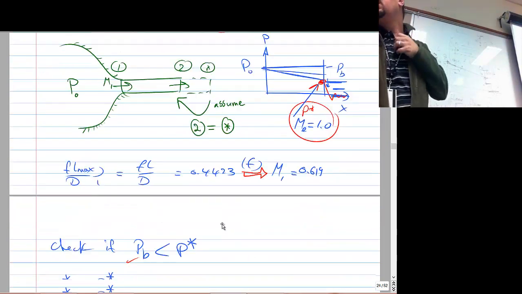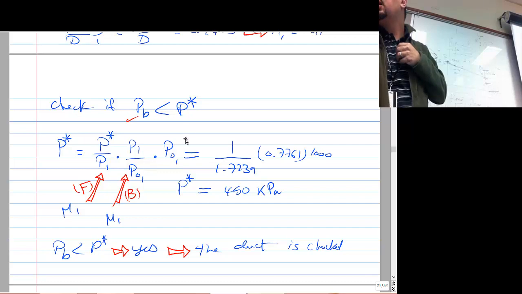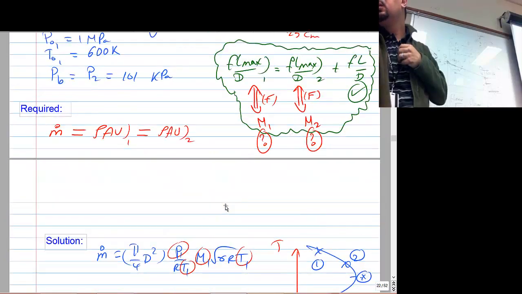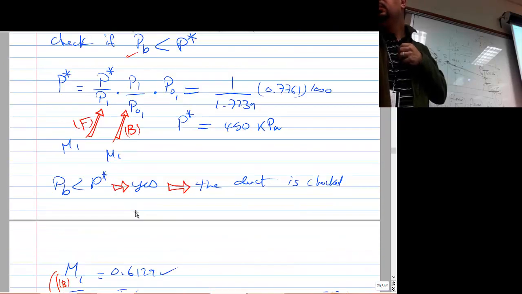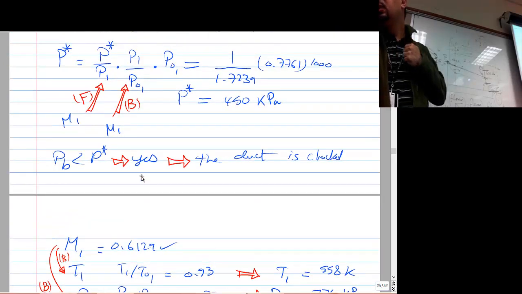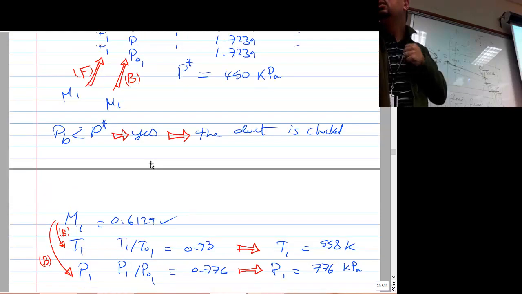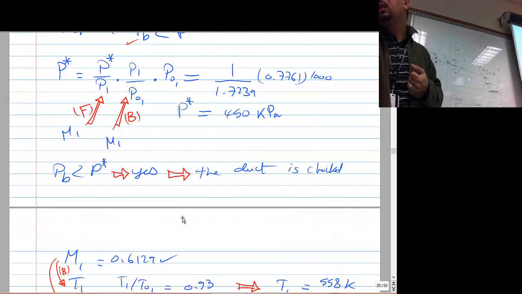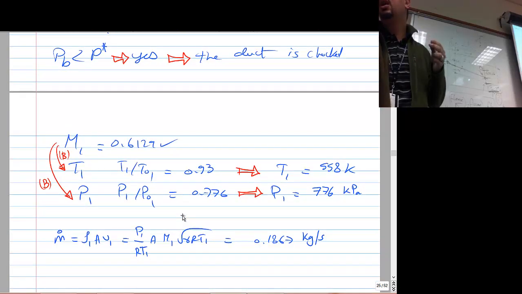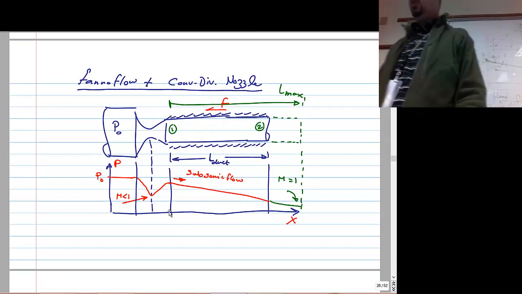How much? It turned out P star is, in this particular problem, 450, and therefore 101 is actually choked. So 101 is less than 450. So this is choked. Therefore, since it's choked, you can basically get the mass flow rate from that M1 that you assumed, the M1 that you got from assuming a choked duct. And if the number was higher, we would do what we did here. Question so far?